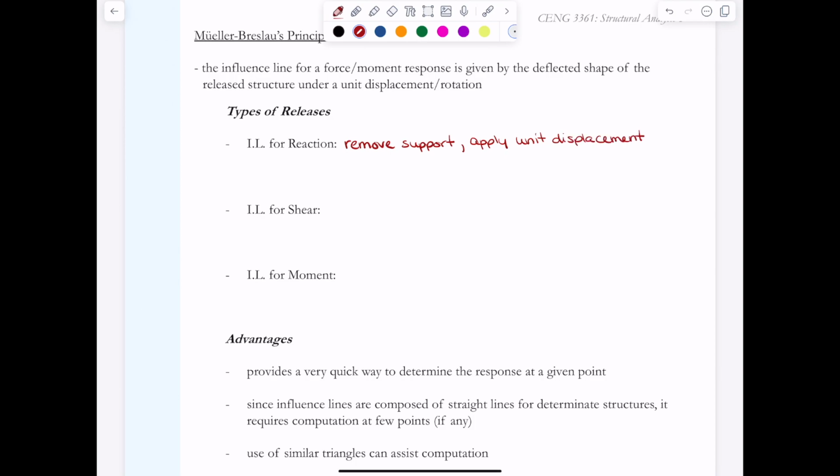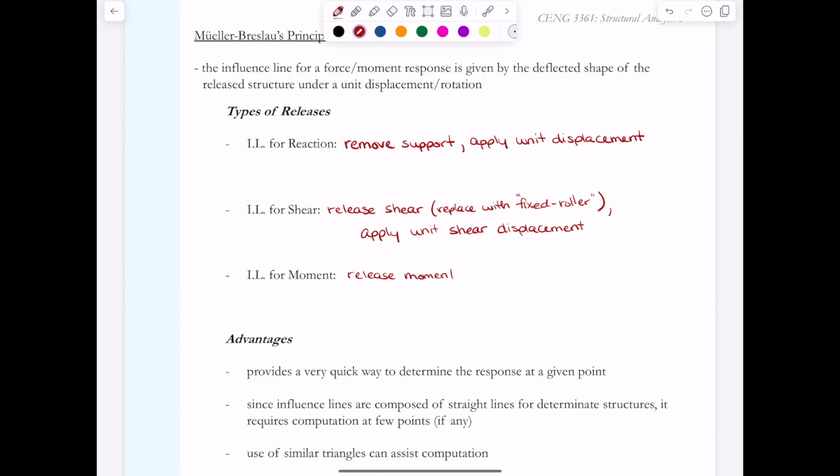For reactions, it means we're going to remove the support, then apply unit displacement and draw the displaced structure. For shear, we're going to release the shear at a particular point and replace it with what I call a fixed roller condition. We're just releasing the shear, not the connectivity of the beam. Then we apply unit shear displacement to the structure and plot the deformed shape.